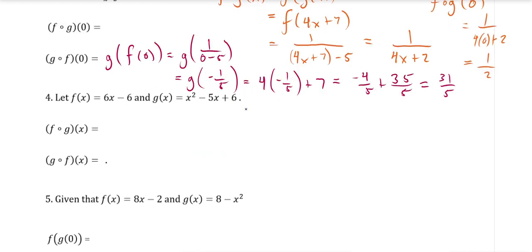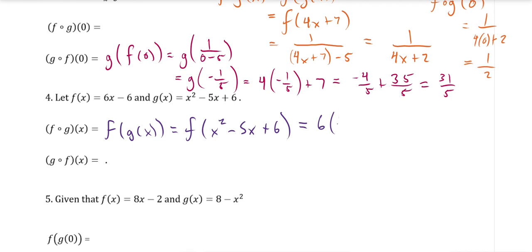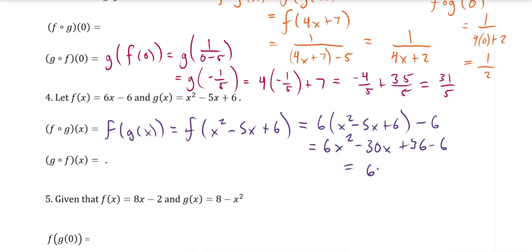Similarly, for number 4, if I wanted f of g of x, which means plugging in g's rules, or x squared minus 5x plus 6, into f's rules, which says take a thing and multiply it by 6. So instead, I'm going to multiply x squared minus 5x plus 6 by 6, and then I'm going to subtract 6 from that. Distributing and collecting like terms, I get 6x squared minus 30x plus 30.